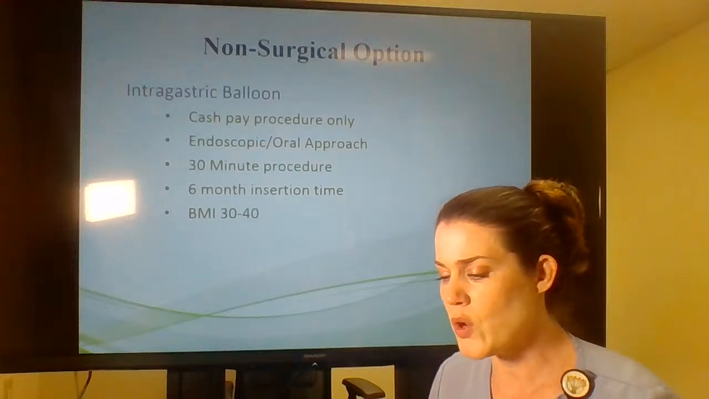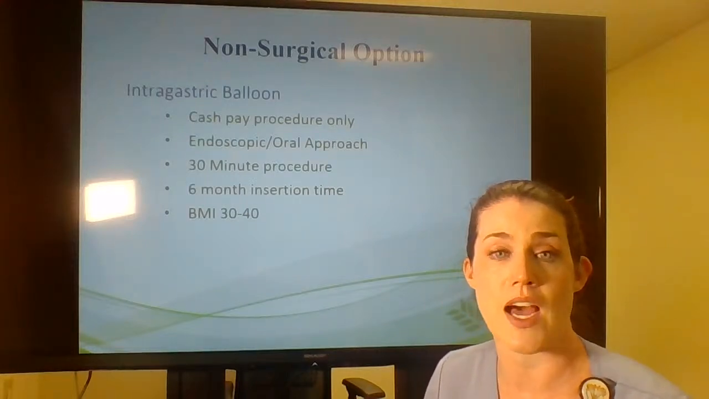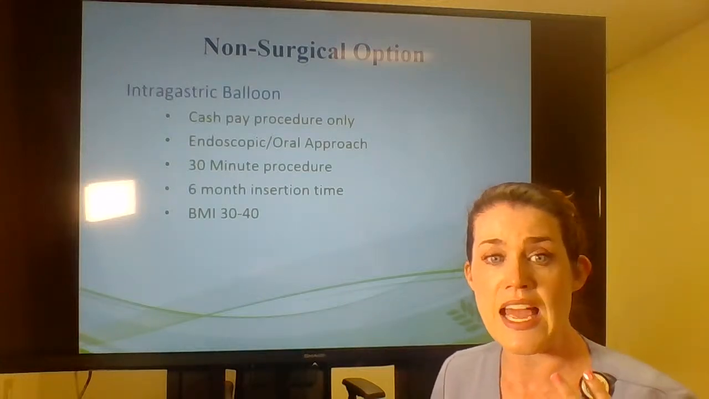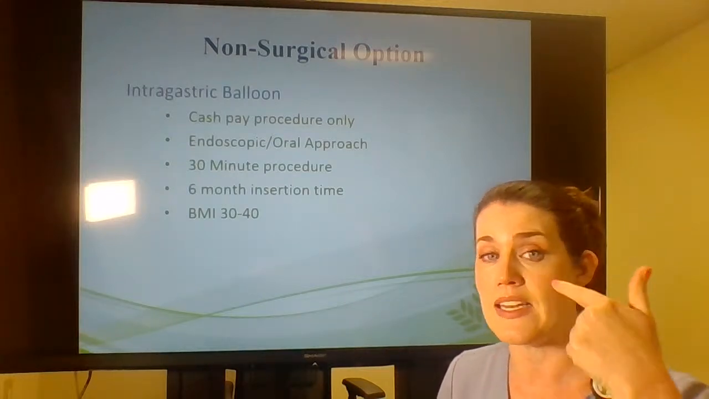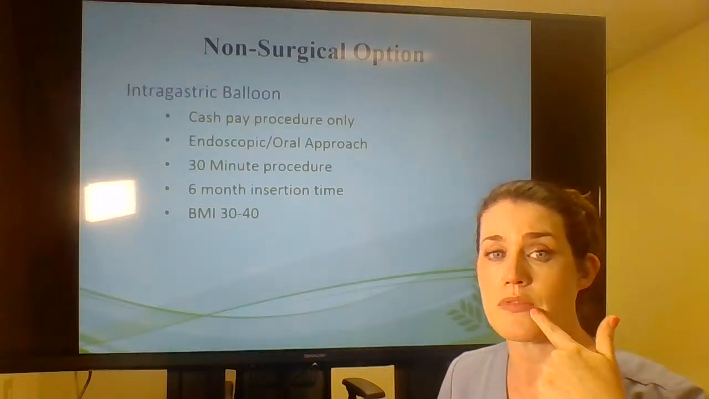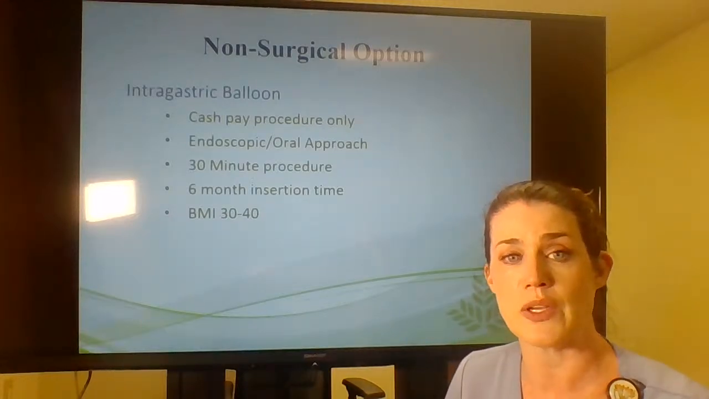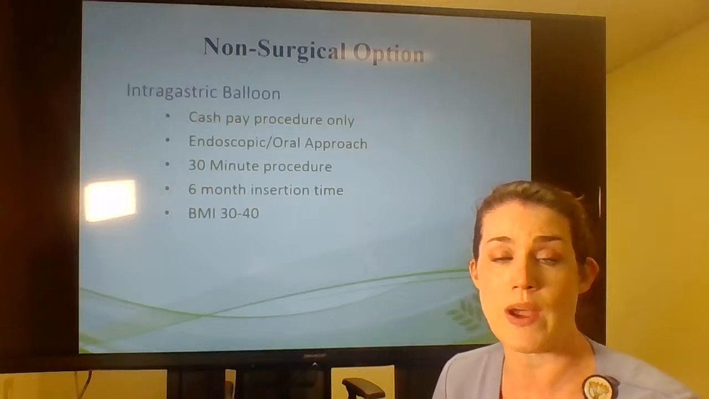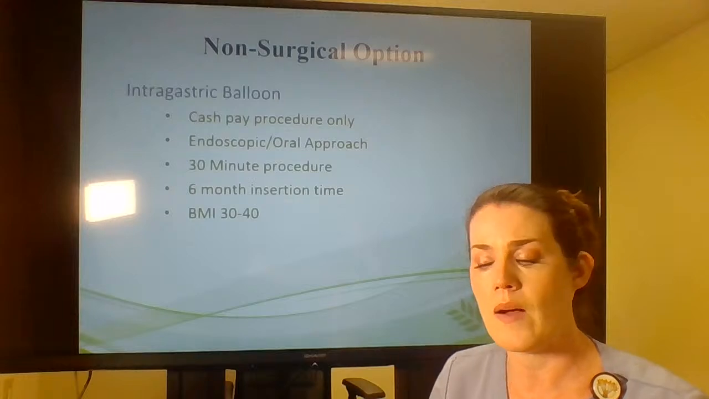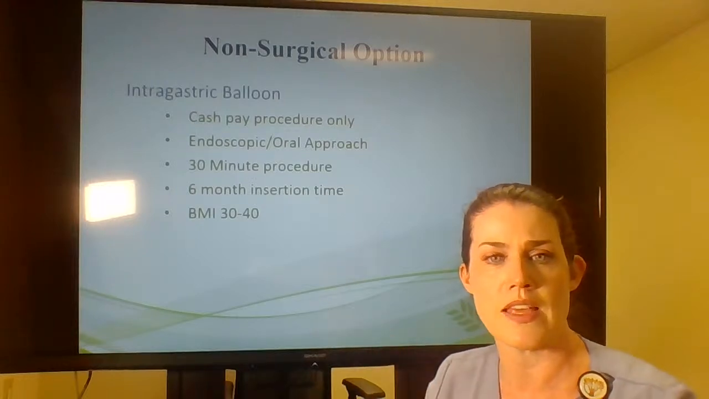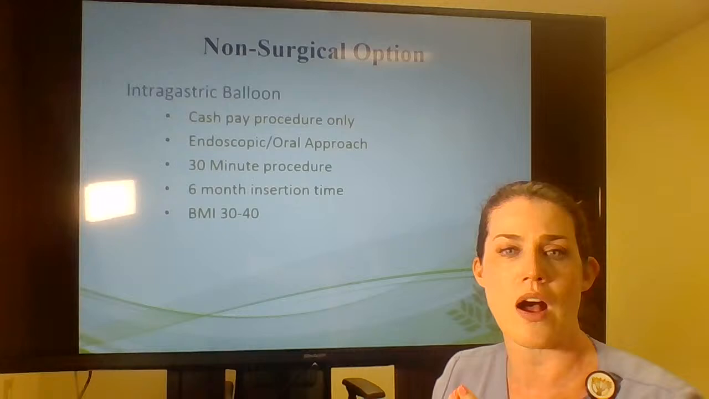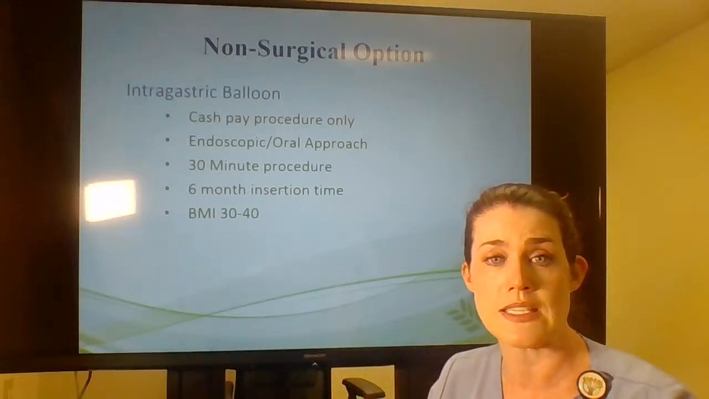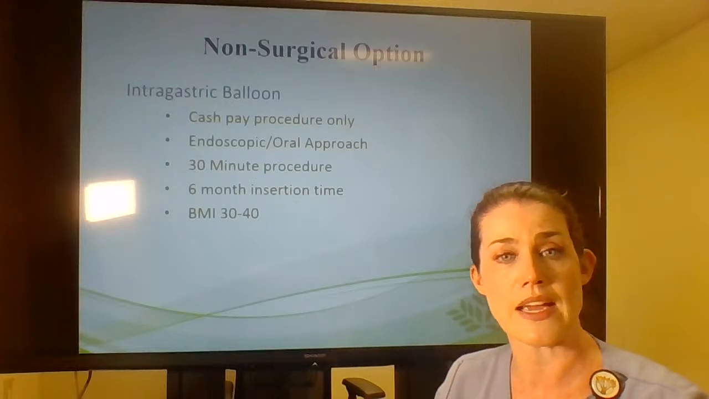So we have Orbera, which is endoscopically inserted. So that means that the patient would go to the endo suite. They would be sedated as if they're having an upper endoscopy. The surgeon would go down with a scope through the mouth down to the stomach, insert the balloon, and blow that balloon up with saline. Holds about 500 cc's of saline, weighs about 2 pounds. The rationale behind the way that the intragastric balloon works is that the balloon occupies a space in the stomach. Therefore, when the patient eats, they feel full off of smaller portions. They lose weight because they're not eating as much.